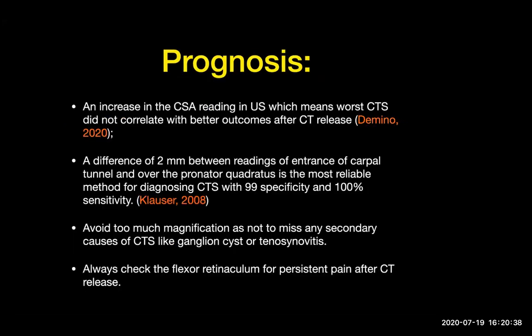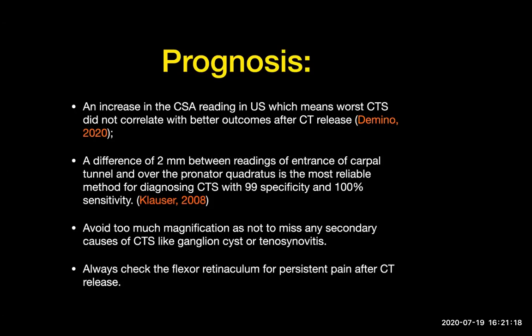So for prognosis, an increase in the CSA reading in ultrasound, which means worse carpal tunnel, does not necessarily correlate with better outcomes. Because as we scan, we might be able to see a very swollen nerve. And so after the procedure, we might expect that this will turn out to have a very good outcome. But according to studies, it doesn't correlate. And as I mentioned earlier, a difference of 2 millimeter reading is very reliable.